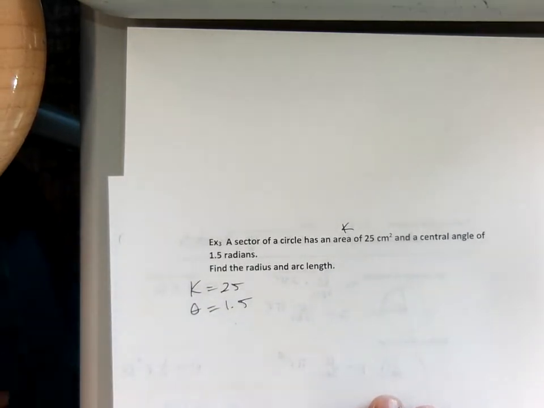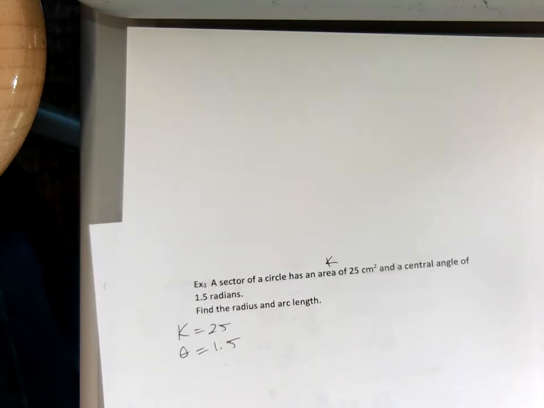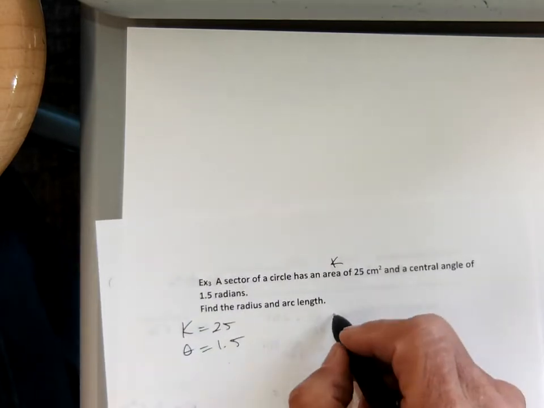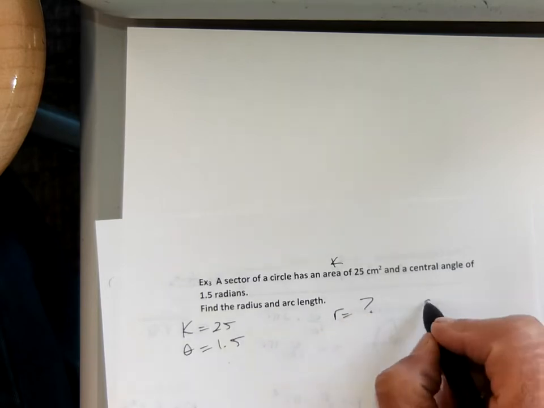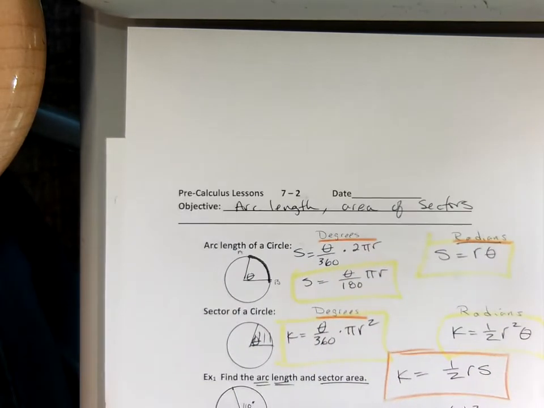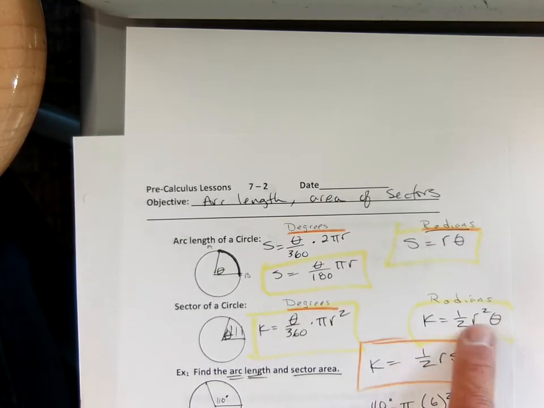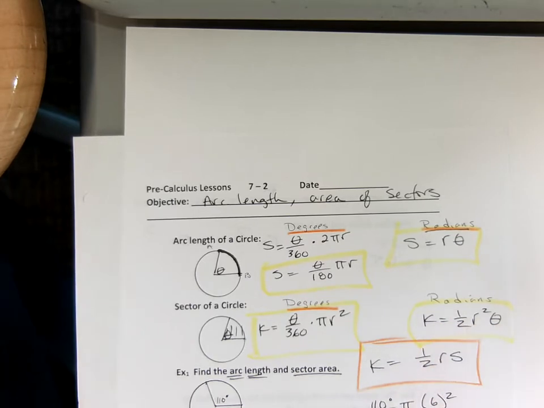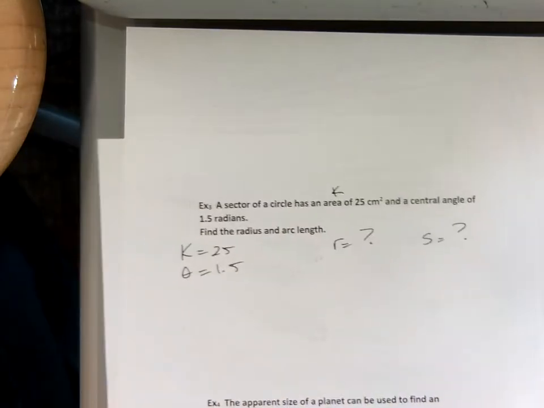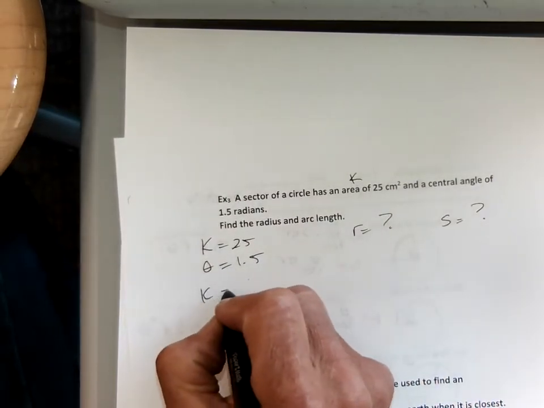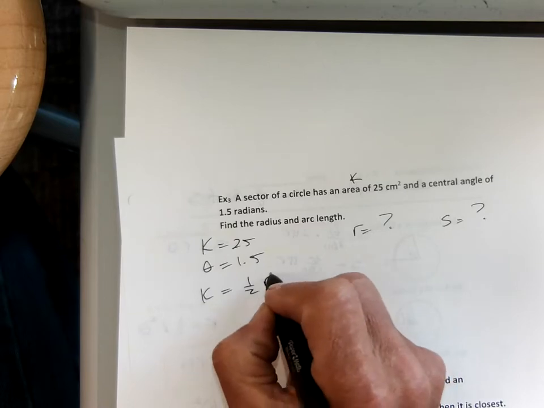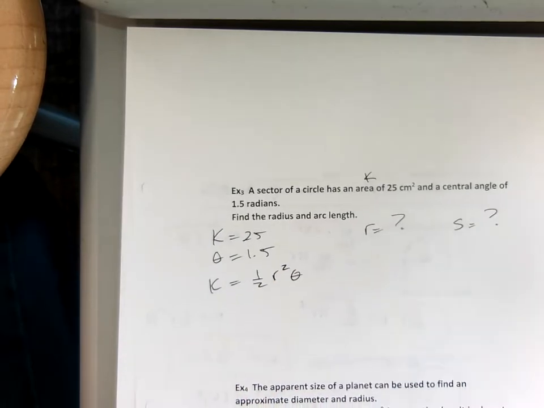Okay, so very similar to what I just did, right? I want to find the radius, R equals, and S equals, okay? So K and theta, K and theta. How about this one? K and theta, I've got K, I can find the radius, right? Does that make sense? Let's use this one. So let's write K equals my 1/2 r squared theta. That's the formula I want to use.